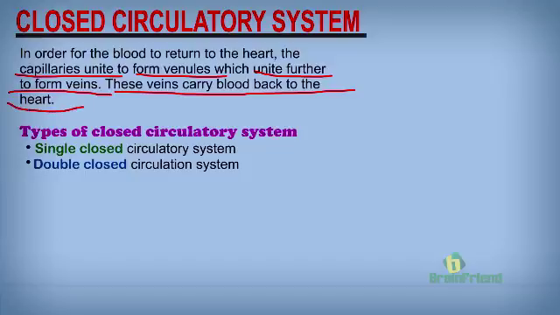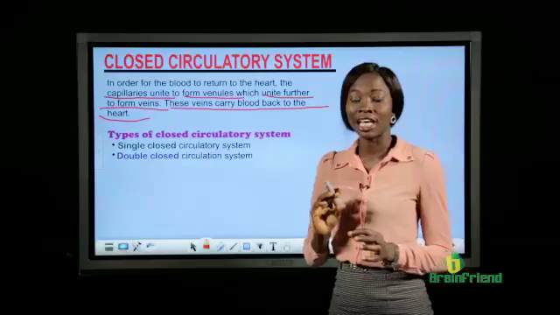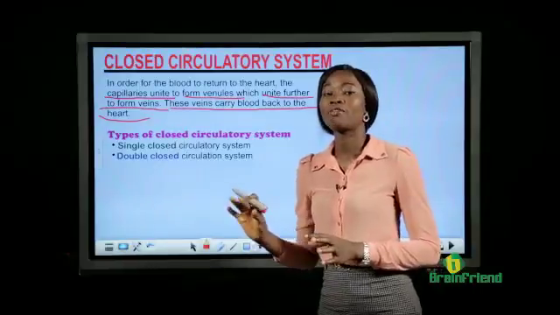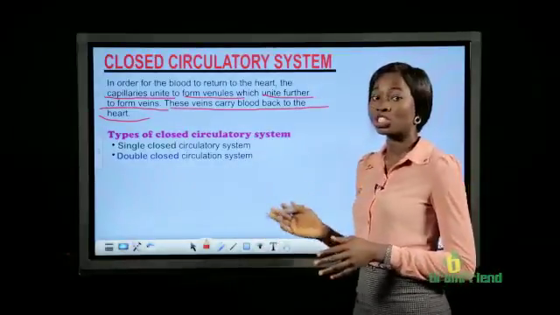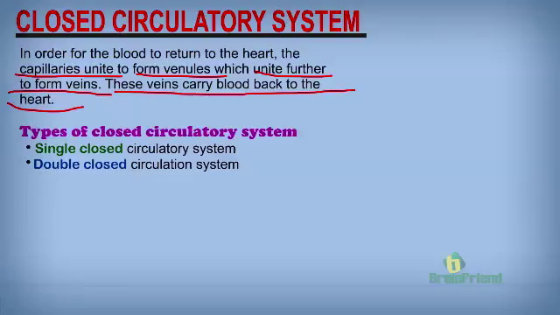So I hope you will not forget these illustrations. Arteries become arterioles, arterioles become capillaries, capillaries become venules, venules become veins, and the veins carry the de-oxygenated blood to the heart. There are two types of closed circulatory system. They are single closed circulatory system and double closed circulatory system. Let's find out what this is all about.